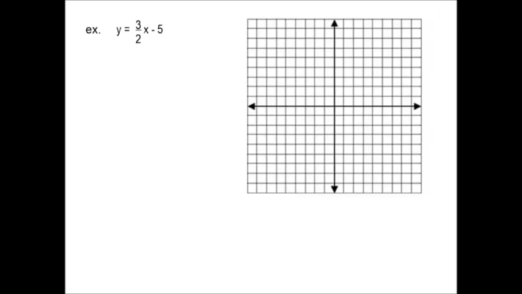Alright, so here's that exact same equation. y equals 3 halves x minus 5. Now again, from what I just said previously, I just want to highlight a couple things. I'm going to start at the point 0, negative 5. So 0, and then 1, 2, 3, 4, 5.